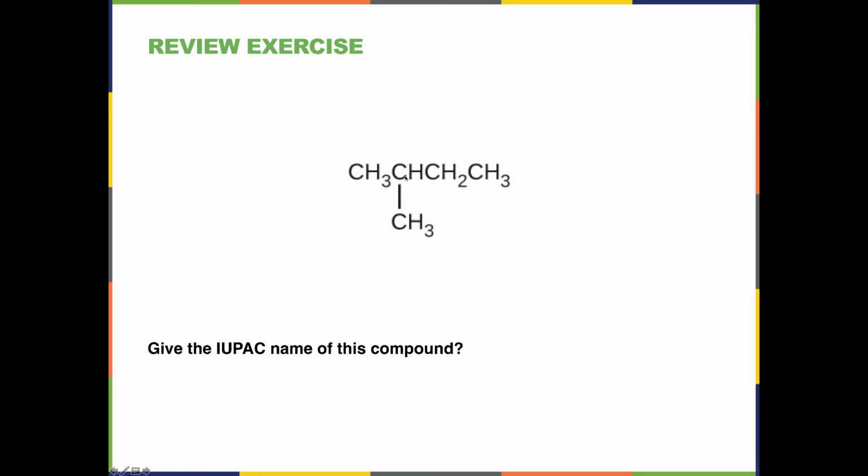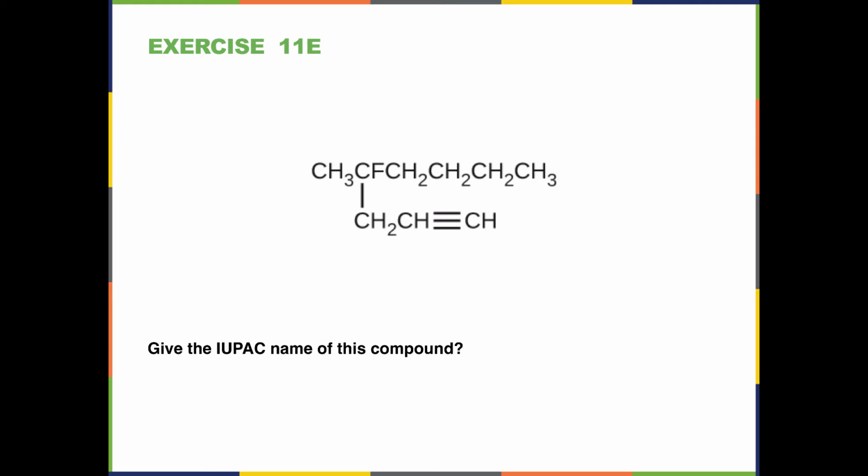Now, if you put it here or here, it would still be 2. You would just count from one end or the other. You don't have to use a number. So you could say 2-methylbutane, but the 2 is superfluous. It's not necessary. So it's 2-methylbutane.